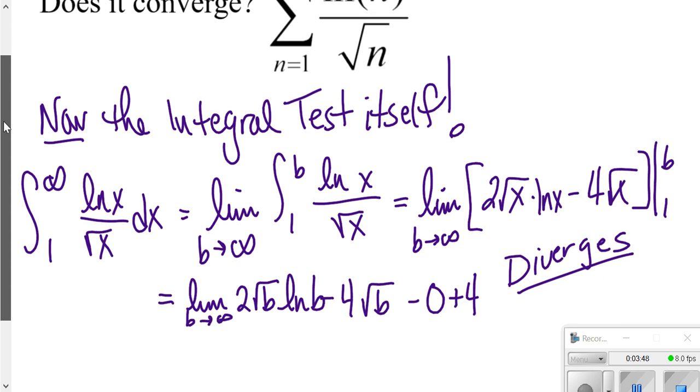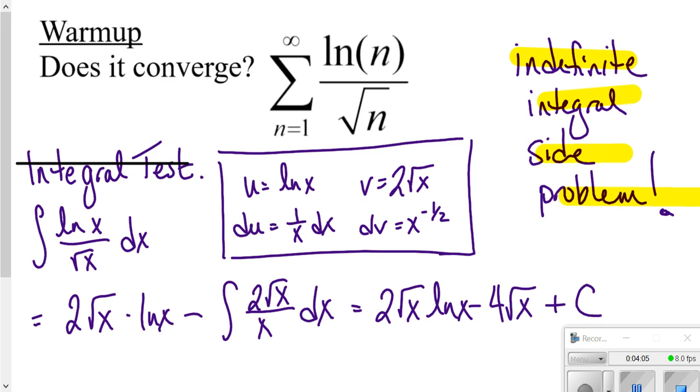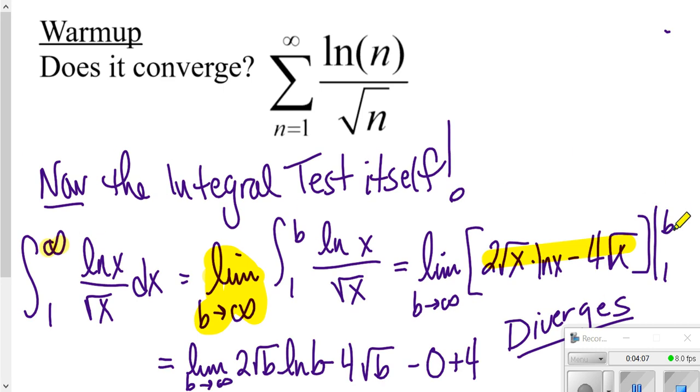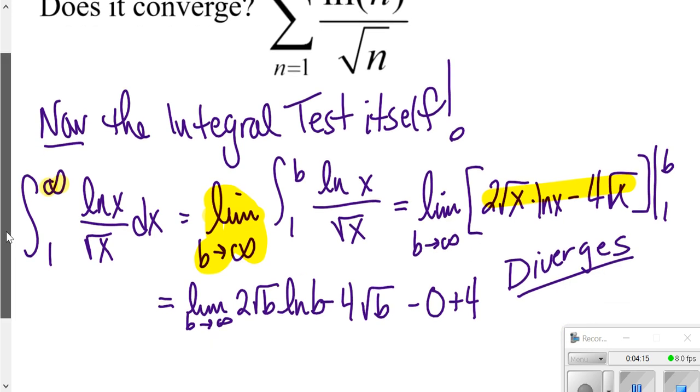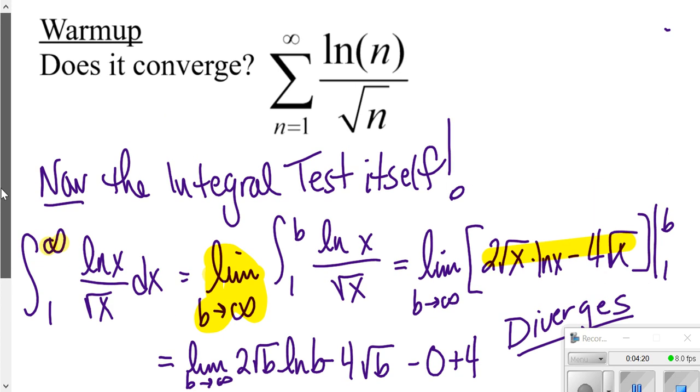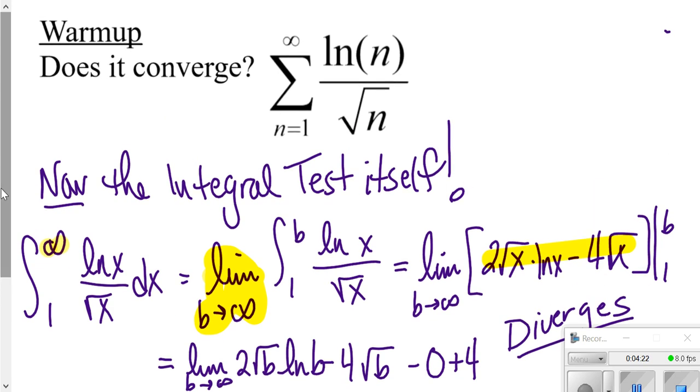So here is my actual integral test. I set up my integral going to infinity. I rewrite that as a limit because I'm not a sloppy physics student. I use good math notation. And then here is the antiderivative that I figured out previously using integration by parts. Then I take my limit, and it turns out that this limit goes to infinity. Therefore, I have a divergent series as well. If the integral diverges, that means that the corresponding series has that same behavior, and therefore is also divergent.